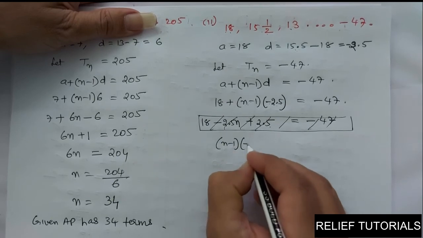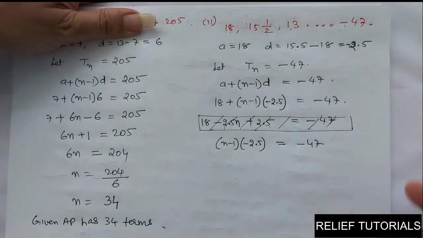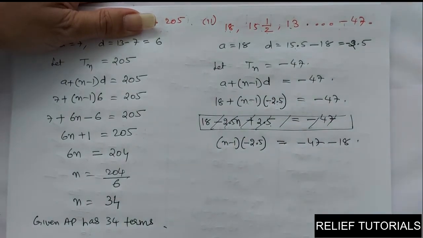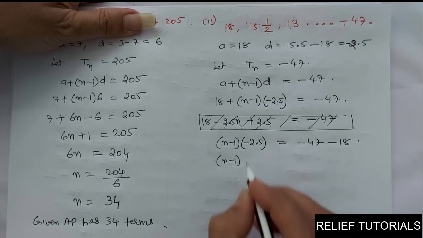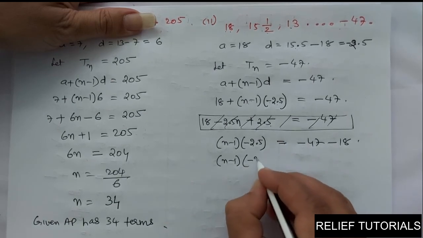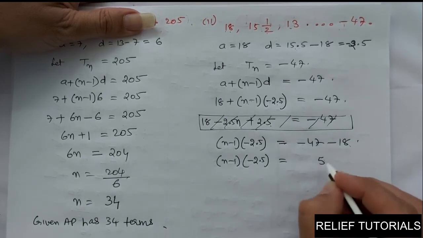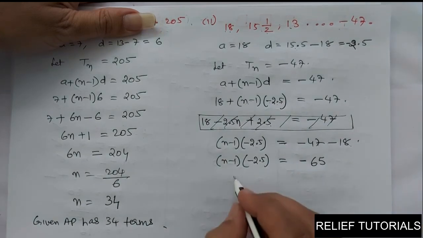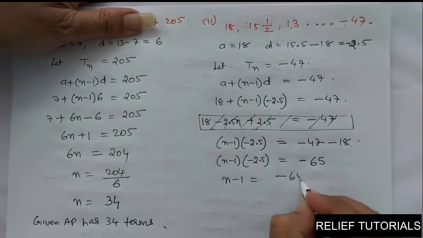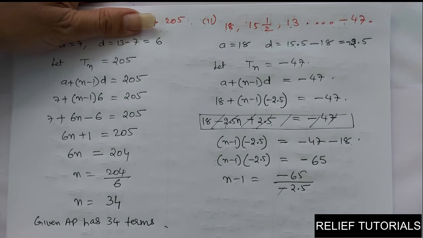See, (n minus 1) into minus 2.5 is equal to minus 47. This plus 18 goes there, so minus 18. Clear? So now what will you do? (n minus 1) into minus 2.5 is equal to minus 47 minus 18, 7 and 7 is 14, 15, carry 1, 4, 5, 6, so minus 65. Clear? Now n minus 1 is equal to minus 65 upon this minus 2.5. Minus minus cancel. Have you got it?